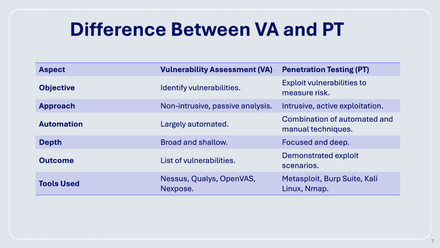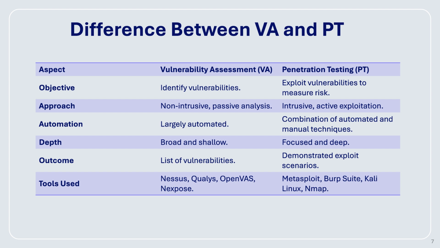Next point is the approach. VA is a passive process that uses automated tools to scan and report vulnerabilities. It's all about breadth, covering as much ground as possible. PT, on the other hand, is an active process. It uses both manual and automated techniques to simulate real world attacks, diving deeper into specific vulnerabilities.